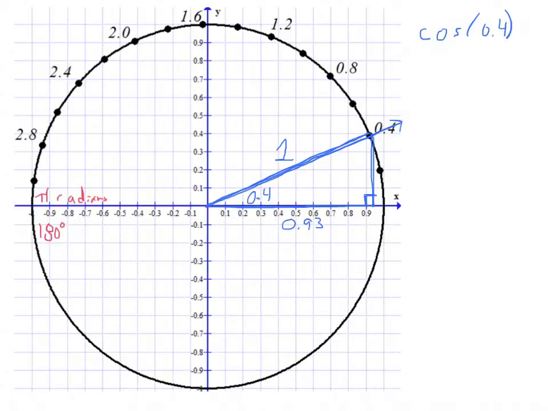Similarly, what is this vertical distance here? Well, if we look at that, it looks like it's close to maybe 0.39.